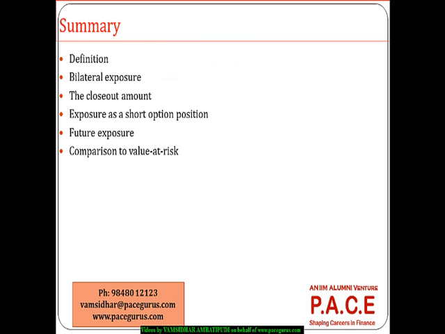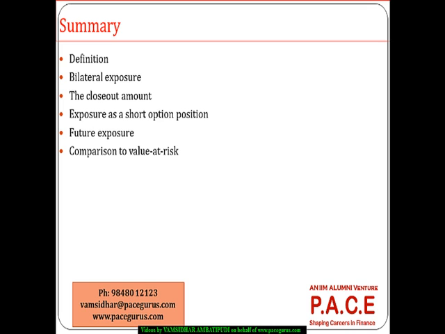So just before we conclude, I think we have spent a decent amount of time in terms of understanding or defining what an exposure is, right? A bilateral exposure. What do we mean by the closeout amount? How do I consider exposure as a short option position? What do I mean by the future exposure? How do I compute it? And how do I try bringing out comparisons between the exposure and value at risk? Right? I hope all these concepts are more and more clear to you.